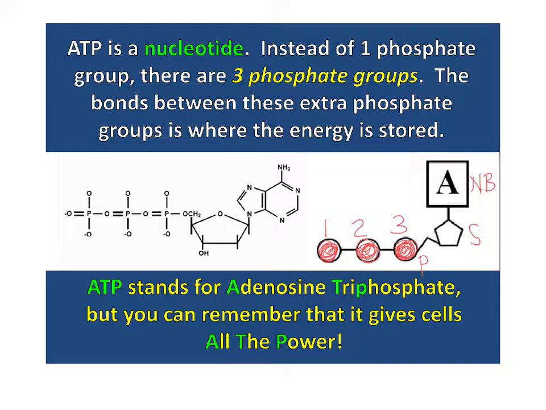Look at your notes. How is ATP different from the nucleotides found in DNA or RNA? The answer is there are 3 phosphate groups. ATP stands for adenosine triphosphate. That's the next one on your notes. What does ATP actually stand for? Adenosine triphosphate. Tri means 3, which is why it's called triphosphate, because it has 1, 2, 3 phosphates.